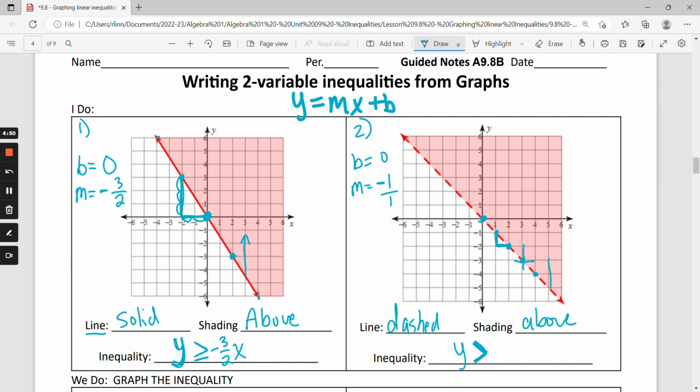Our m value, we could simplify this to -1. So we would put -1 x plus our b value of 0. But we can go ahead and simplify this a little bit because we don't need to put the plus 0, just like in our first example. And then we also don't need to put our negative 1. So a coefficient of negative 1 is not necessary. So we would just say y is greater than negative x.